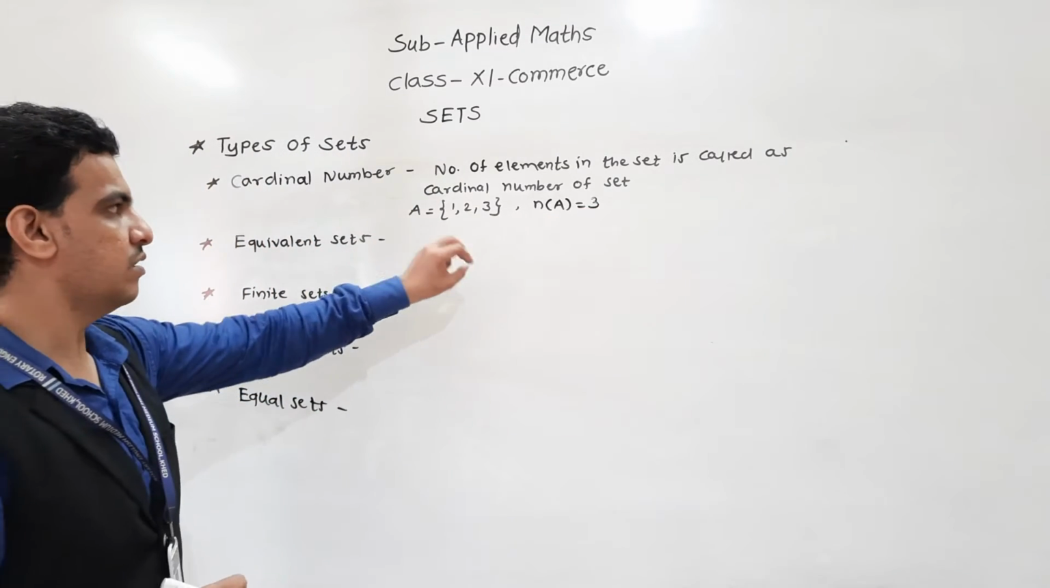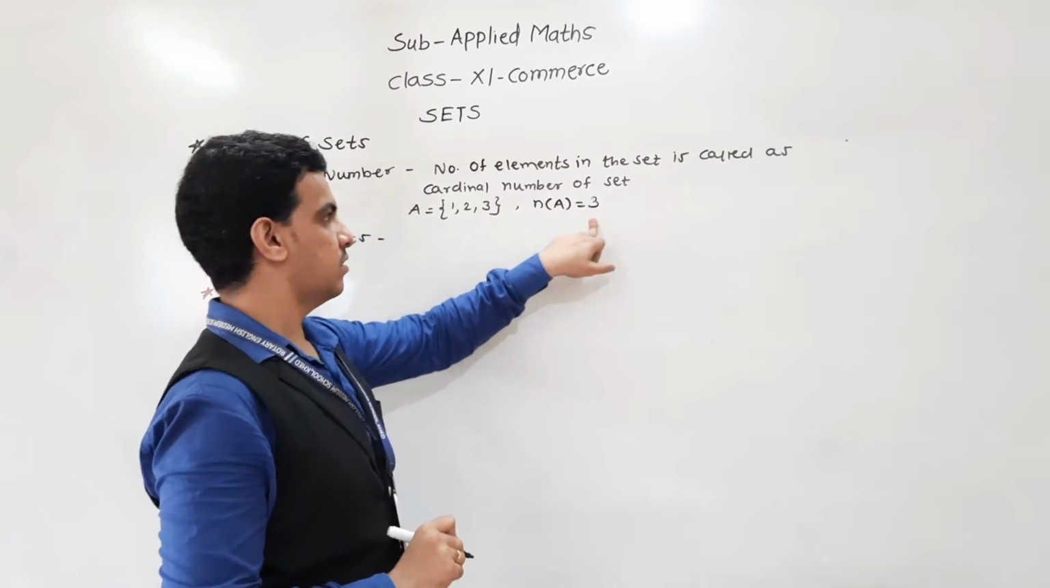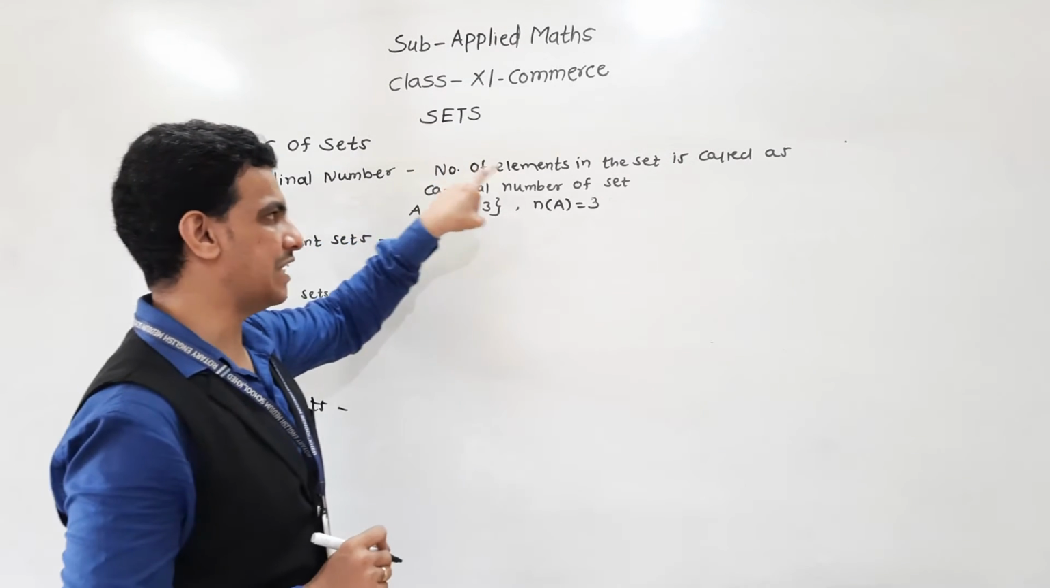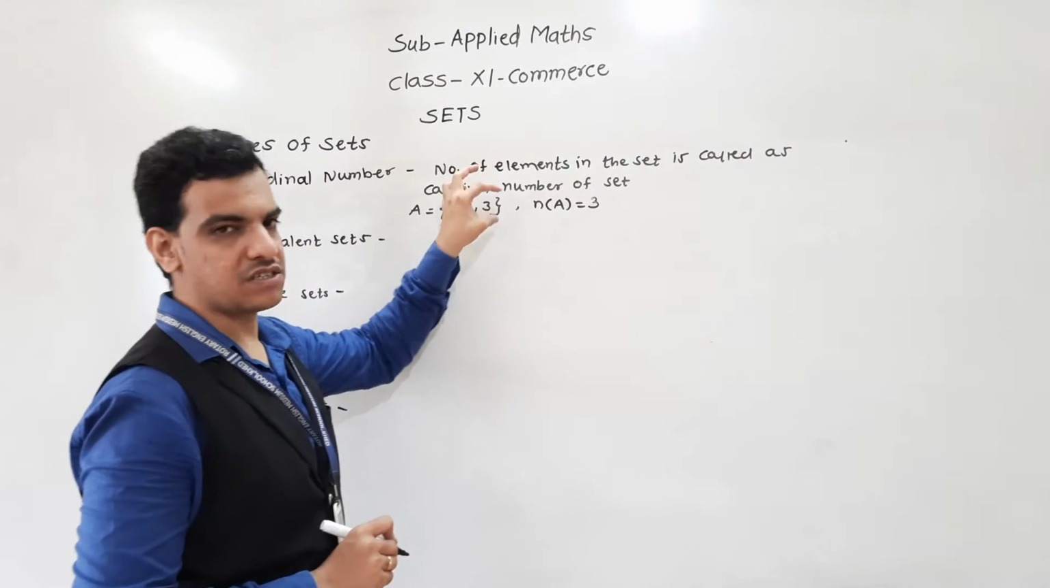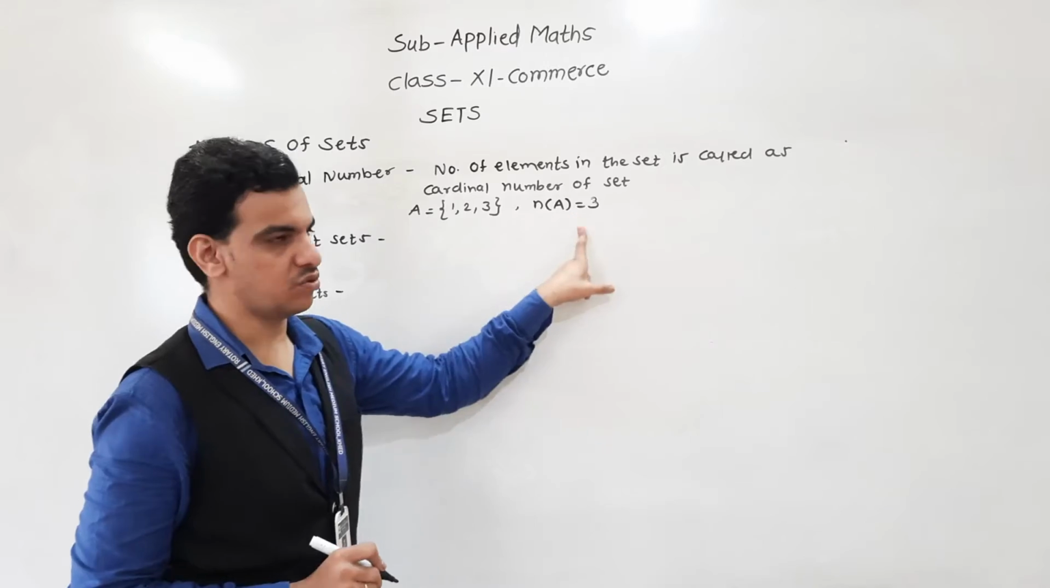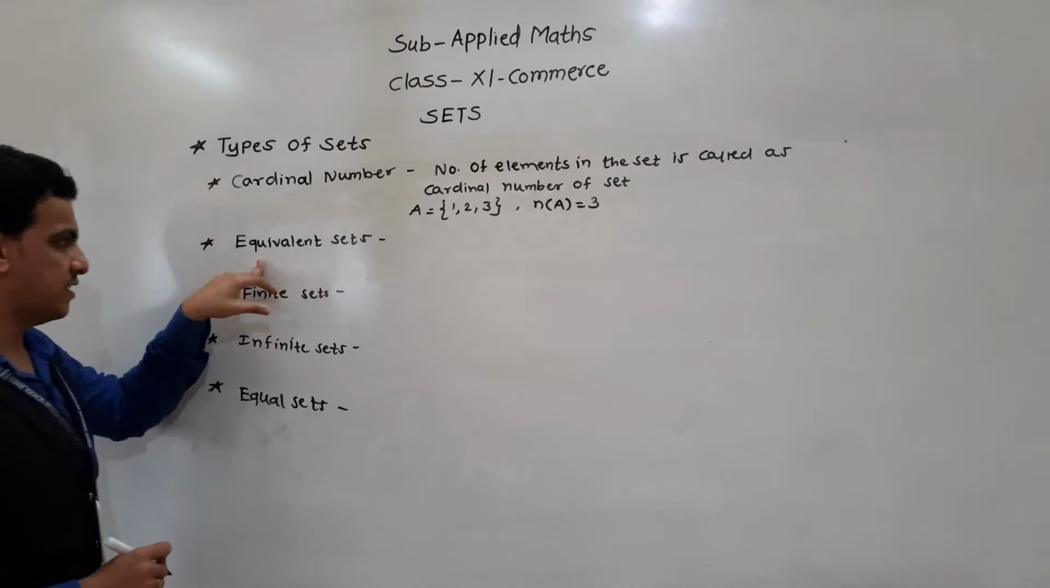That is a number, so n of A is equal to 3. Cardinal number means the number of elements in the set, and it is denoted by n of A. Then, equivalent sets.